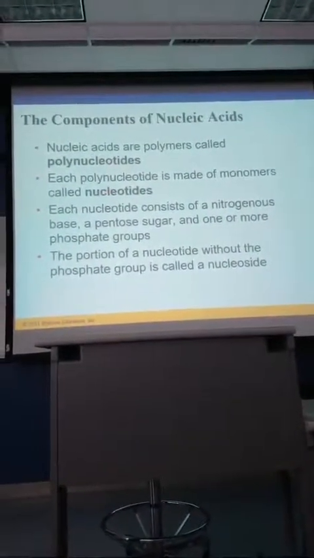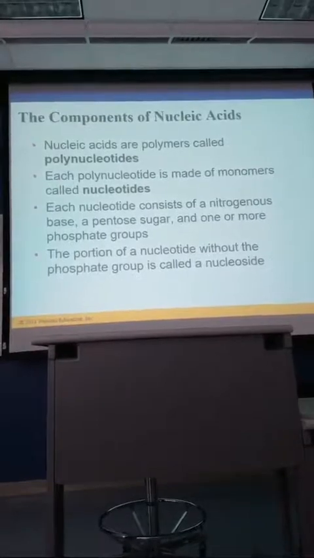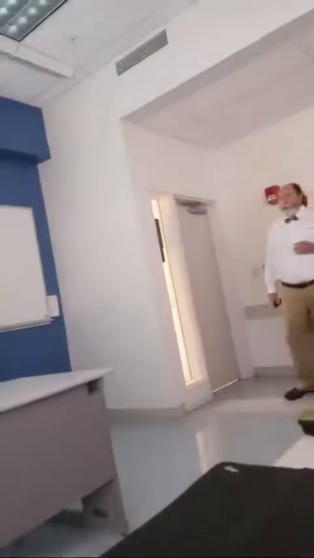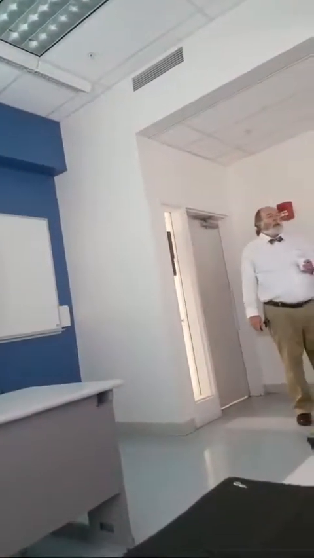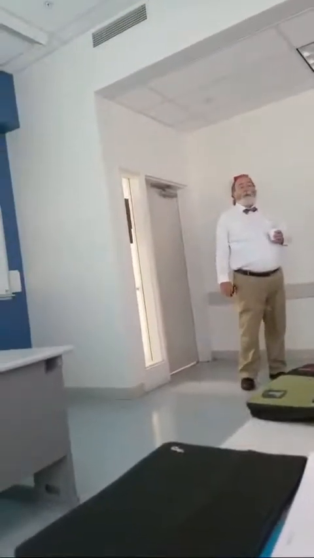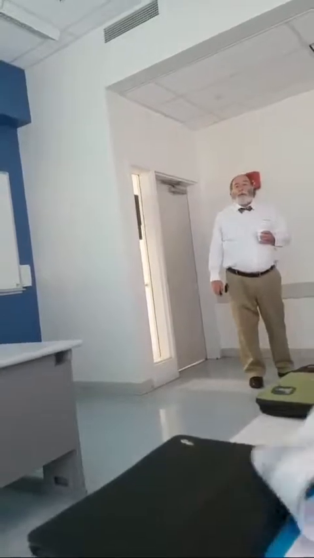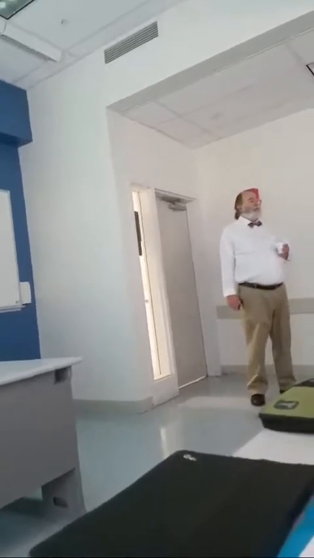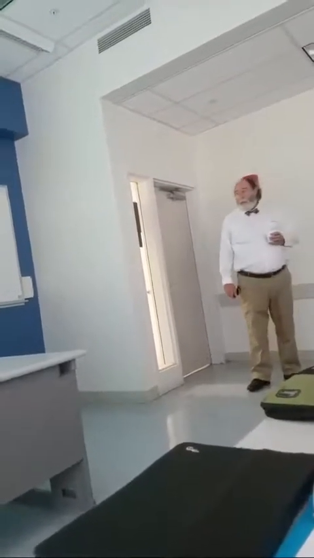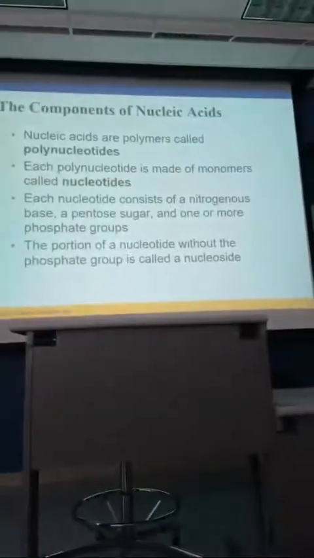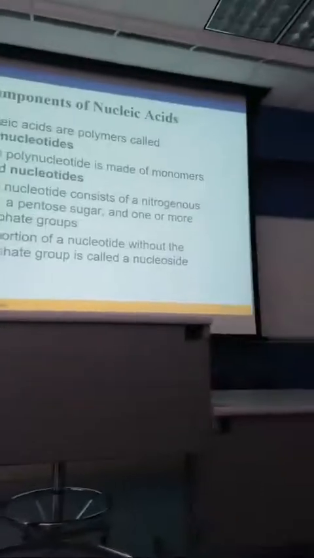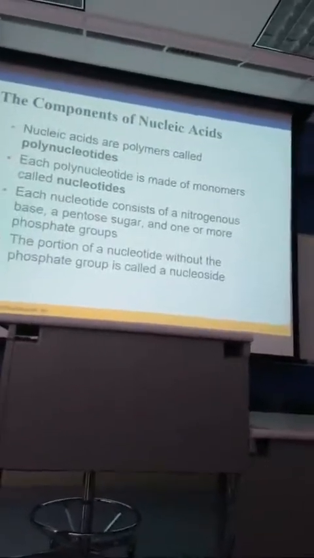Notice the nucleic acids, DNA and RNA, are polymers called polynucleotides. The monomer will be the nucleotides. Poly just means many. Each polynucleotide is made up of the monomers called the nucleotides. You'll see what they are.